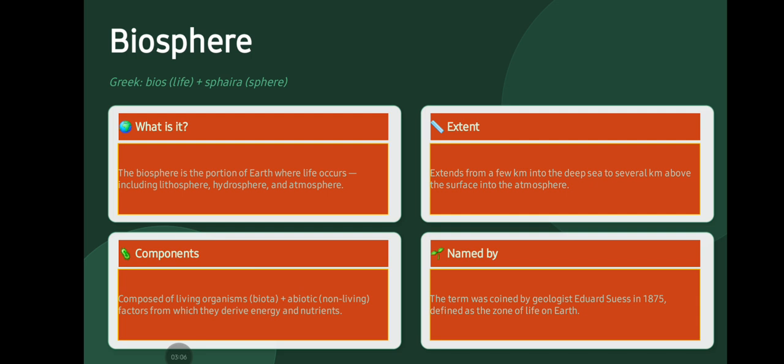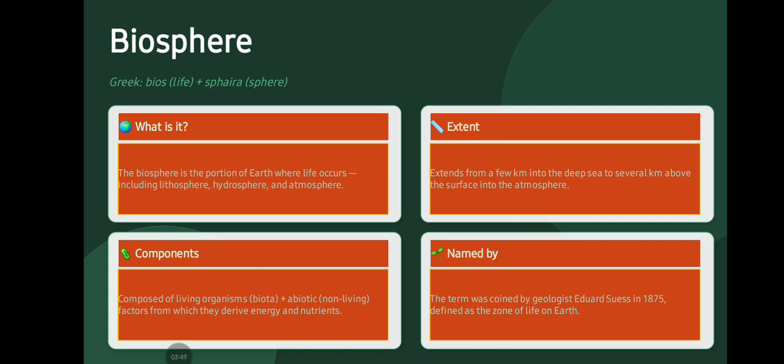Next is biosphere. In Greek, bios, that is life, plus sphaira, that is sphere. What is it? The biosphere is the portion of earth where life occurs, including lithosphere, hydrosphere and atmosphere. It extends from a few kilometers into the deep sea to several kilometers above the surface into the atmosphere. Components: composed of living organisms, that is biota, plus abiotic, that is non-living factors from which they derive energy and nutrition.